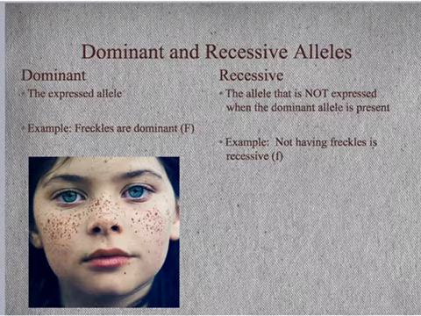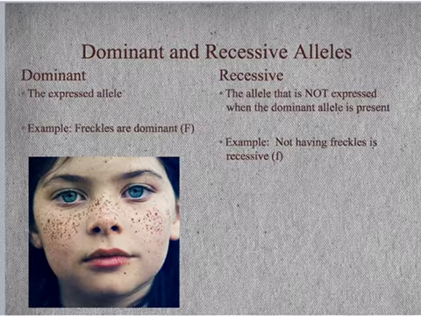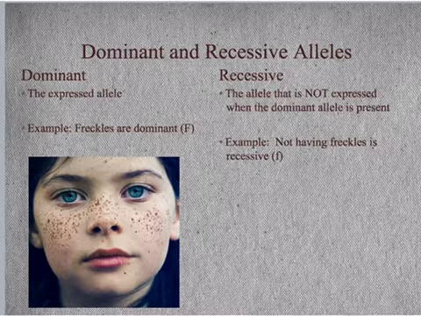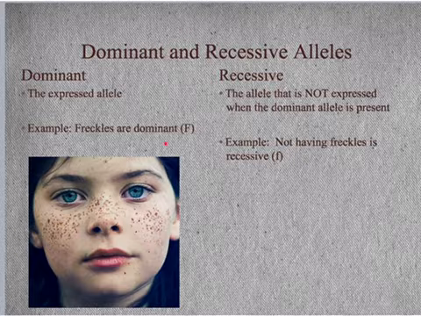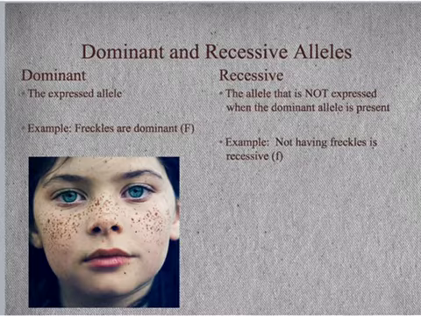Dominant and recessive alleles are what I was explaining before with the purple and the white. So an allele is going to be expressed if it is dominant, as long as that dominant allele is there. If that dominant allele is not there, then that allows the recessive alleles to be expressed. So here, for example, we see that the dominant trait of freckles is represented with a capital F. So we represent dominant alleles with capital letters. We represent recessive alleles with lowercase letters.